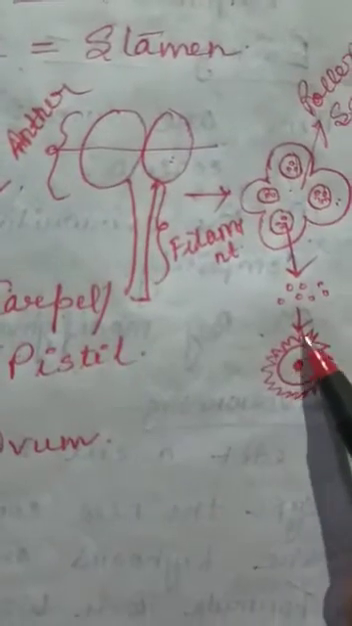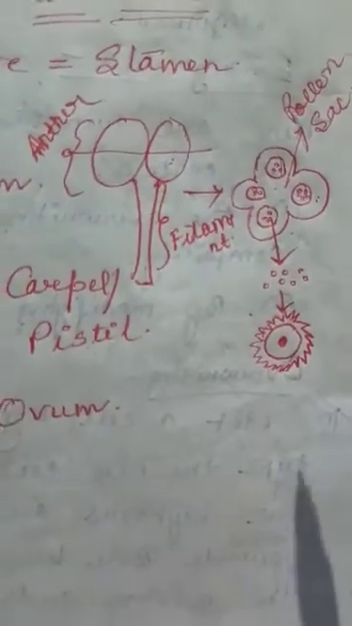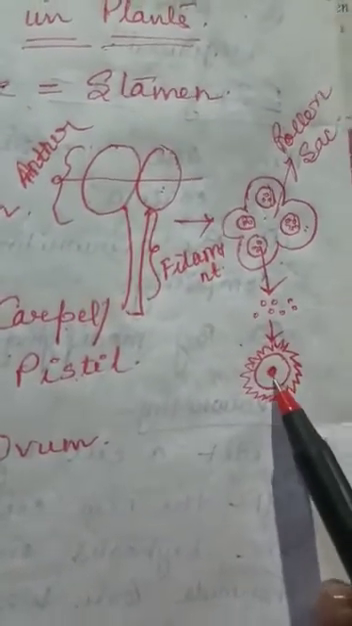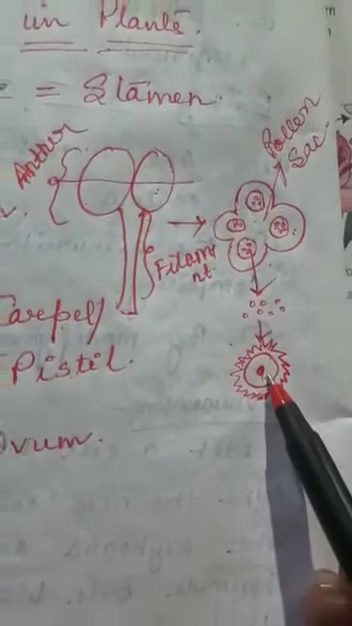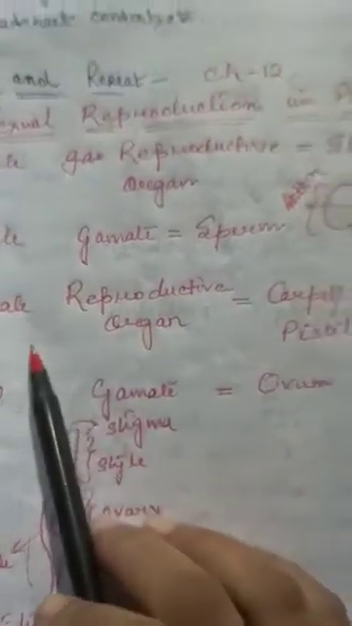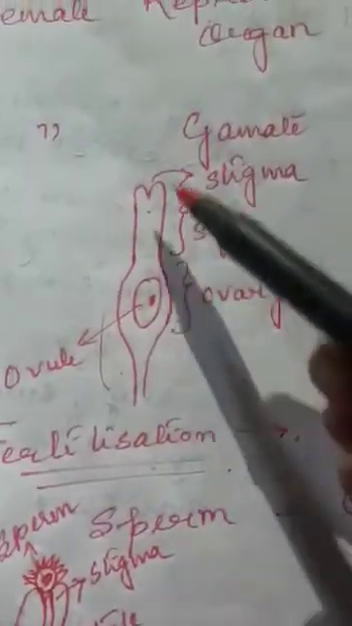Pollen grains, when seen under a microscope, look somewhat like this. Okay. Now these pollen grains contain sperm cells inside them which help during fertilization. Okay, so this is all about the male reproductive organ and male gamete. Now I will come to the female reproductive organ. The female reproductive organ is the carpel or pistil and it looks like this.